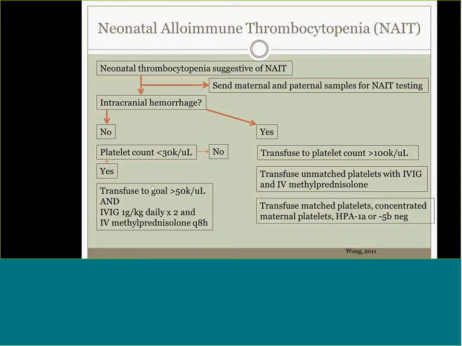But at the time, I'll just give them whatever we have. If there's no intracranial hemorrhage, but the platelet count is significantly low, I'd go ahead and transfuse them, or I might just start with some IVIG and some steroids for the infant, just to see if we can get them to boost on their own. If it's greater than 30, I just watch them.